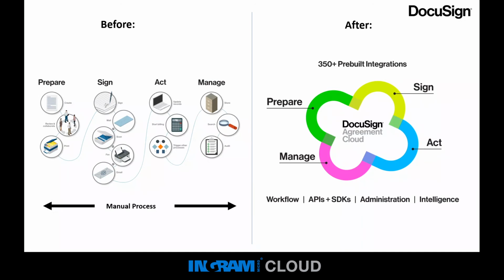So as you can see, this is a very manual process behind it. And if we then step forward to the Docusign Agreement Cloud, effectively we're building these 4 processes into our solution. So the preparing of the document can be done in Docusign, and I'll show you a demo a little bit later in the presentation of the 4 stages of the Docusign Agreement Cloud. We also have 350 pre-built integrations as well.